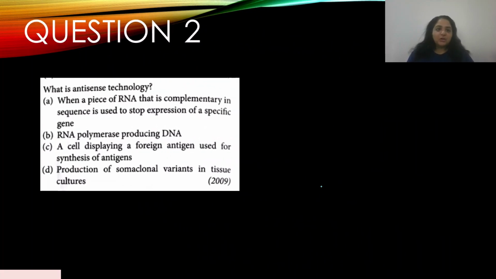Question number 2. What is antisense technology? This appeared in 2009. A. When a piece of RNA that is complementary in sequence is used to stop expression of a specific gene. B. RNA polymerase producing DNA. C. A cell displaying a foreign antigen used for synthesis of antigens. D. Production of somaclonal variants in tissue culture. So antisense technology is A. The answer is A.